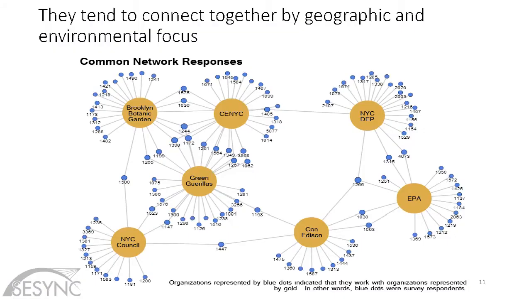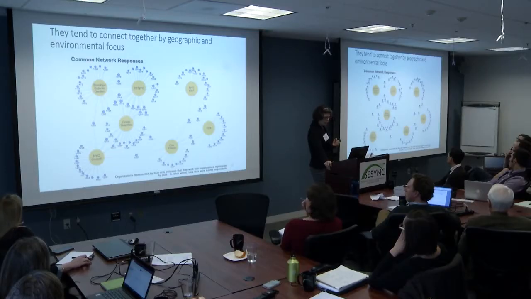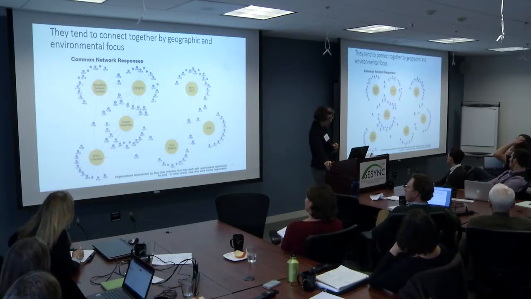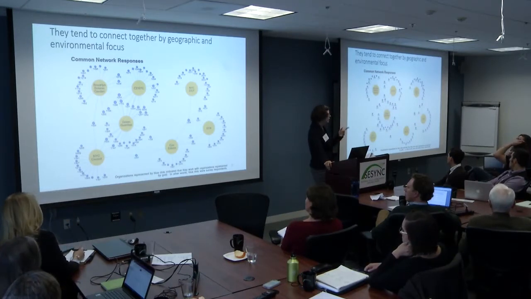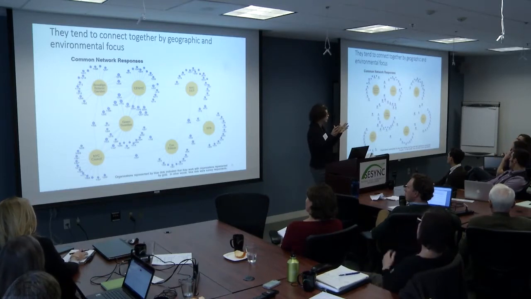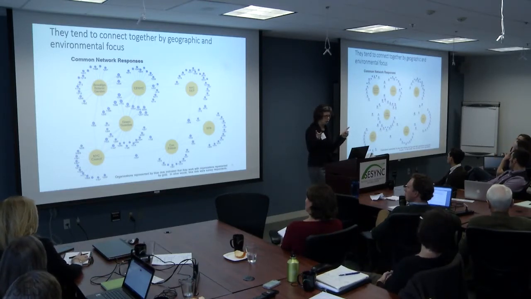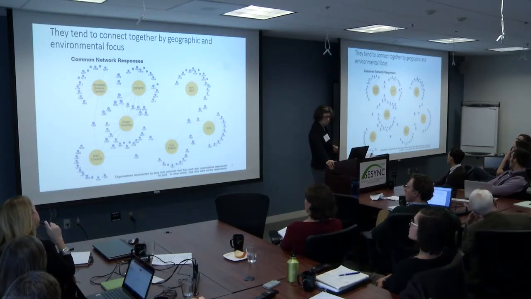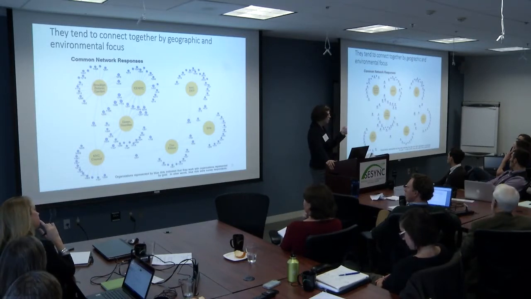But here's a better way of thinking about these data. Here we have some of the big nodes that we looked at, and the organizations that report being linked to them. The blue dots are organizations that responded, and these are some of the most central nodes that they all report working with. Some are civic groups, like the Brooklyn Botanical Garden, and some are government, like the New York City Department of Environmental Protection, or EPA. Con Edison is public, so it is kind of a hybrid. Green Guerillas is a civic group.